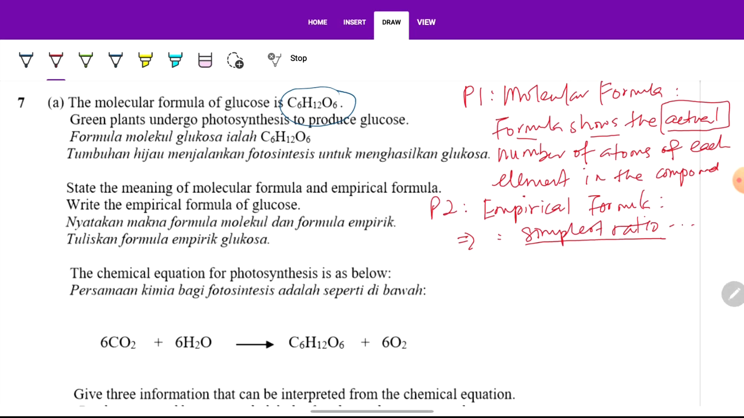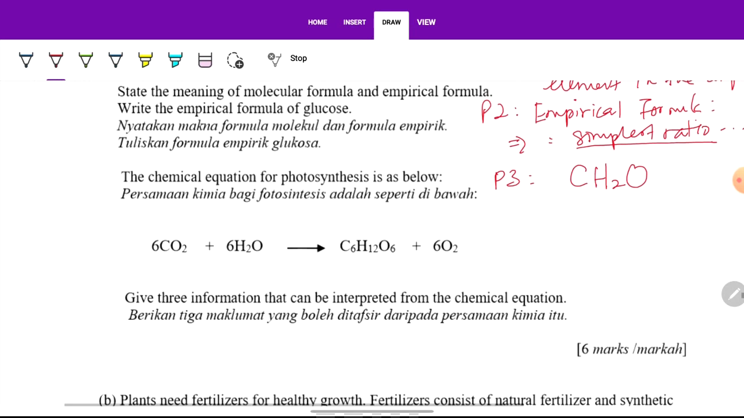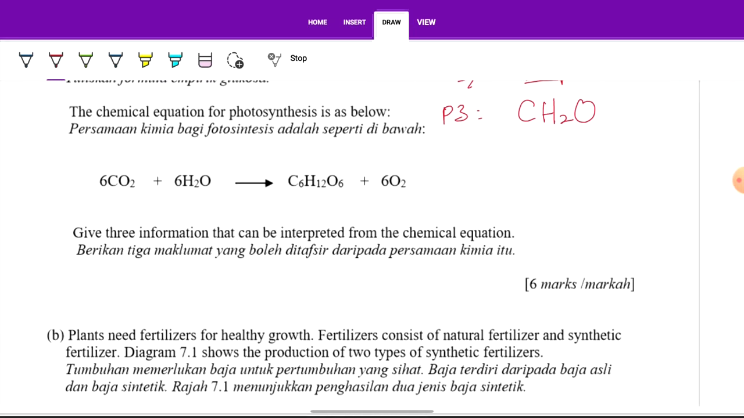Okay, next we have the empirical formula for glucose. So point number 3, the empirical formula for glucose will be, we simplify it, so it becomes CH2O. Okay, so this is point number 3. Next, the chemical equation for photosynthesis is given like this. So give 3 pieces of information that can be interpreted from the chemical equation. So for the information here, you can mention the qualitative and quantitative. As it is not mentioned which one is required, you can choose any one.